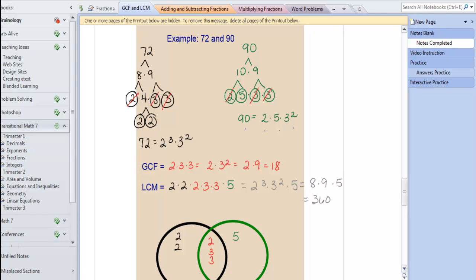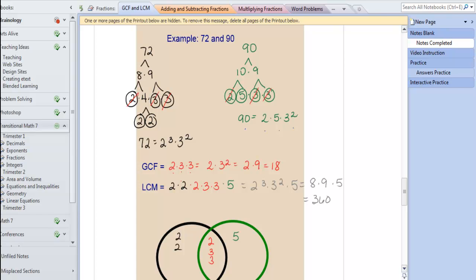So now I'm going to find all the numbers they have in common. They have a 2 in common, which I've marked out in red and written in the middle of my Venn diagram. They have 2 3's in common, which I've marked out in red and written in the middle of my Venn diagram. So my greatest common factor is the 2 times the 3 times the 3 in the middle there, which gives us 18.